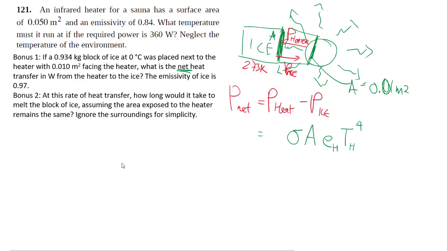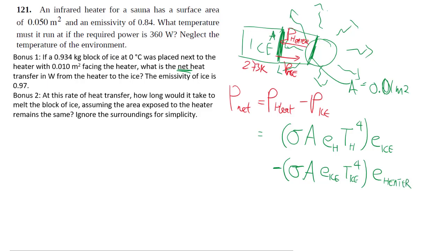But also, the ice only picks up a certain percentage of that, which is captured by the emissivity of the ice, times the area of the ice facing the heater, the emissivity of the ice, multiplied by the temperature of the ice to the fourth. And so that's how much the ice emits, but only part of that gets absorbed by the heater because the heater doesn't have 100% emissivity.